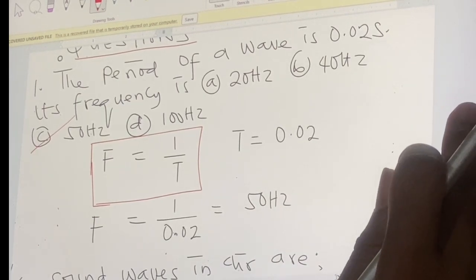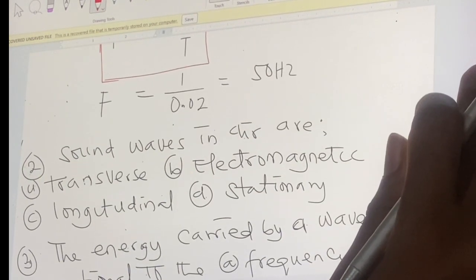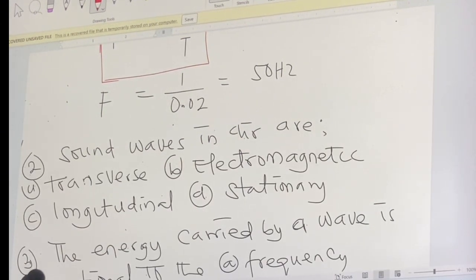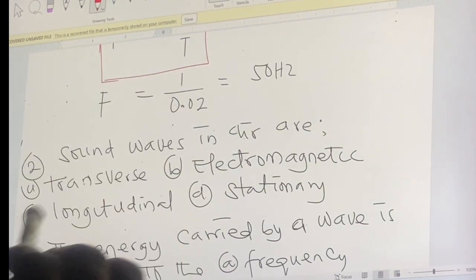So let's move to question 2 here. They said sound waves in air are. So whenever sound wave is in air, we call that particular sound wave a longitudinal wave. Please take note. Longitudinal wave. Sound wave can either act as a transverse wave or act as a longitudinal wave. But if it is light, we call it transverse wave. If sound wave is in air, we call it longitudinal wave. Please take note of this. So the answer here is C.